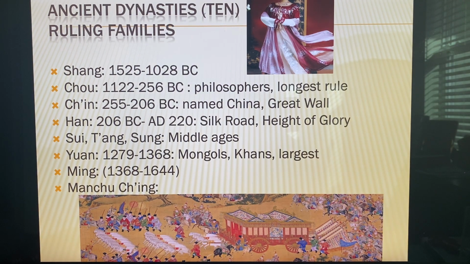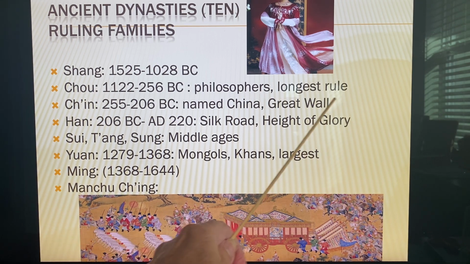Ancient dynasties. There are 10 ancient dynasties that we'll go through, and you have to know these because I think it might be one of your test questions. The first is the Shang dynasty, between 1525 to 1028 BC. The Shang dynasty was the ancient one. The next dynasty, they're both ancient, but this goes way back, even probably further. So the Zhou is 1122 to 256 BC. This is a long period of time.